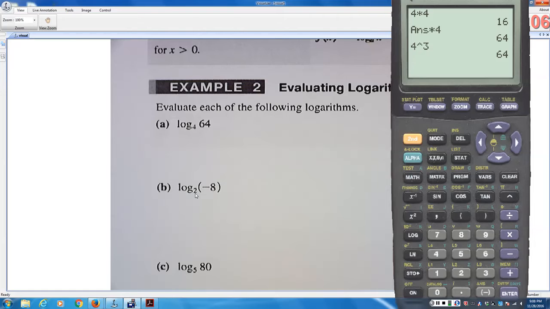What power would you raise 2 to get negative 8? Okay, negative 8. Well, I know that 2 times 2 times 2 gives me positive 8, so 2 to the third power gives me positive 8. How am I going to get a negative 8 out of that?